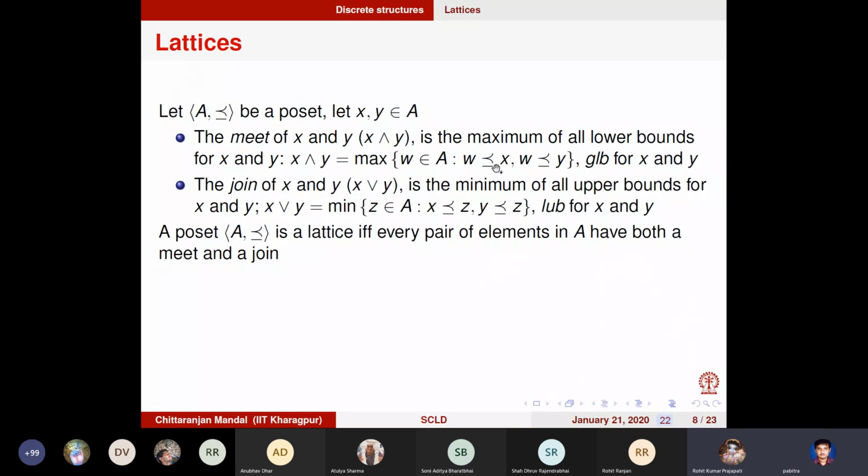No, but W should be less than or equal to both X and Y. Okay, both X and Y. See, that's why I talked about this: you have to think. It should be a lower bound of both X and Y. And then you take the maximum of this lower bound set.